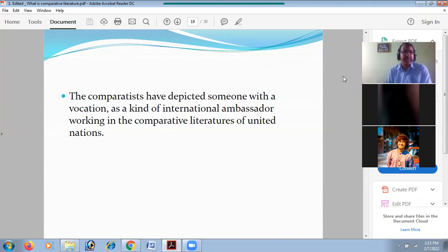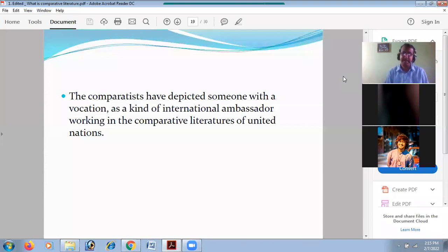Let's see that. So working in comparative literature in the United Nations. So a universal international ambassador, what will be his post? A Bangladeshi ambassador will be posted in a country. But an international ambassador will be working in the United Nations. United Nations for what? United Nations for world literature. So that is the elevated field a comparatist can achieve if he or she works in comparison.